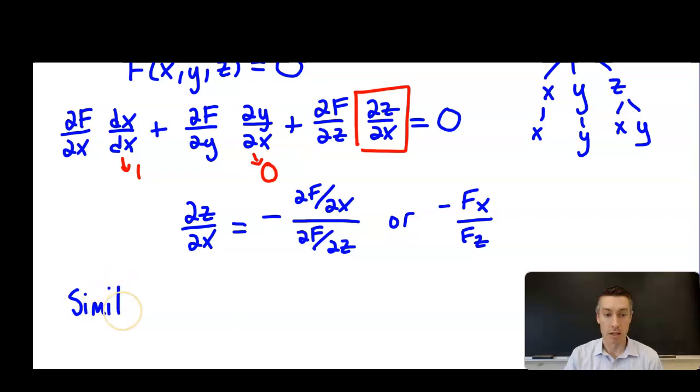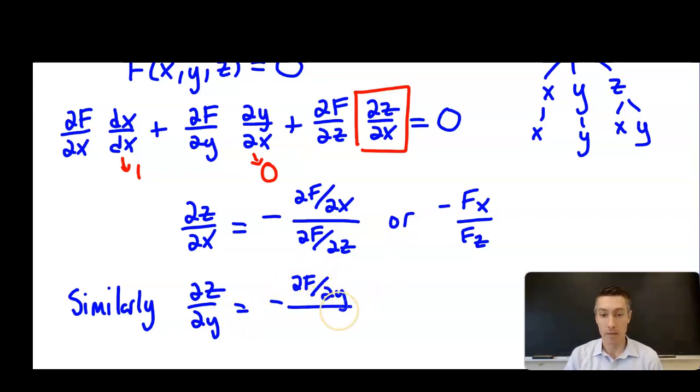And then similarly, partial of z with respect to y is the negation of the partial of f with respect to y over partial of f with respect to z. So as long as we can take some partial derivatives, we're going to get our answer.